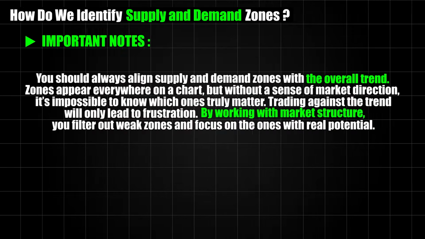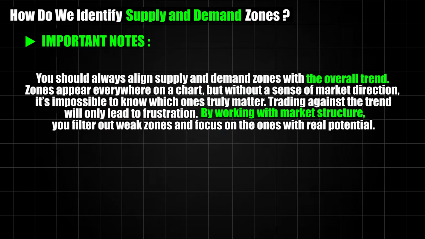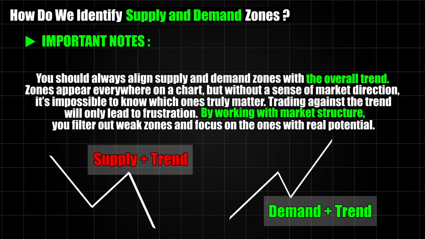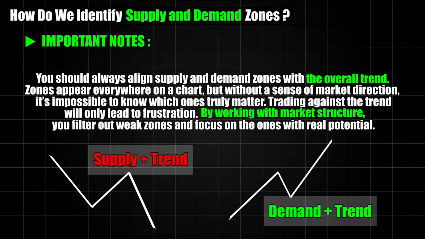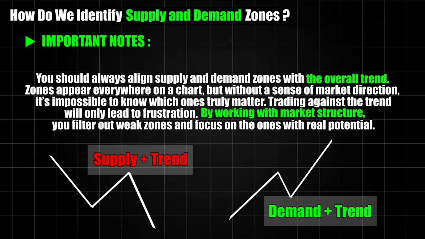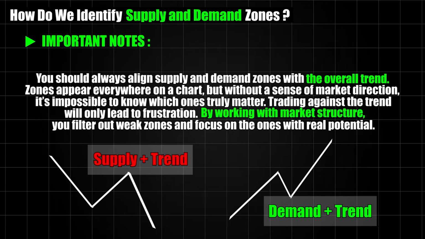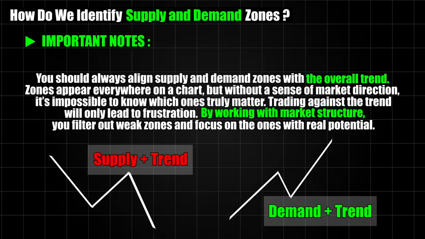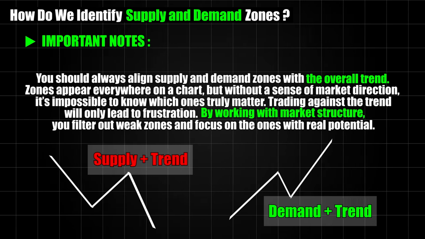One last and very important thing to note. You should always align supply and demand zones with the overall trend. Zones appear everywhere on a chart, but without a sense of market direction, it's impossible to know which ones truly matter. Trading against the trend will only lead to frustration. By working with market structure, you filter out weak zones and focus on the ones with real potential.